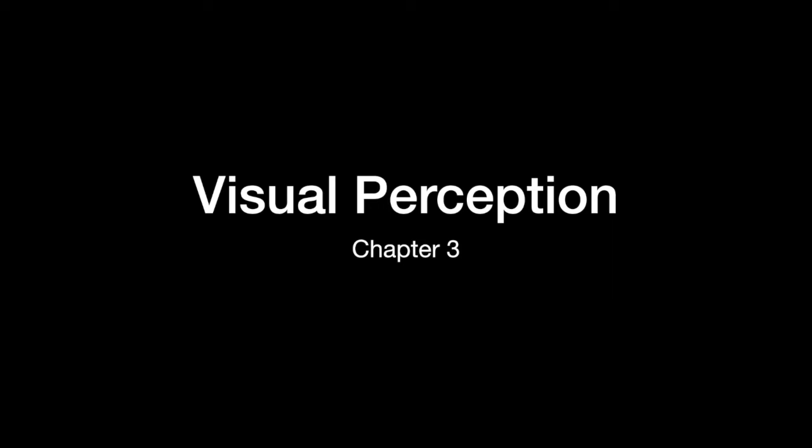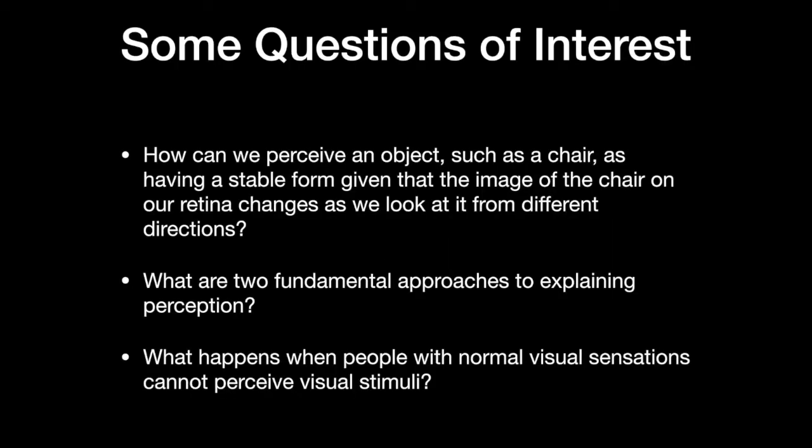Visual Perception, Chapter 3. Here's a list of some questions of interest. How can we perceive an object such as a chair as having a stable form, given that the image of the chair on our retina changes as we look at it from different directions? What are two fundamental approaches to explaining perception? And finally, what happens when people with normal vision sensations cannot perceive visual stimuli?